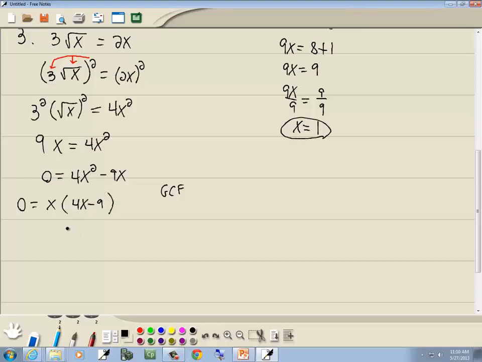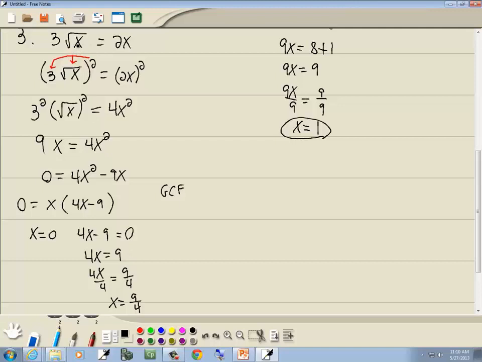Now the zero factor property says if you get 0 on one side and you factor the other side, you can set each factor equal to 0. So I'm going to set x equal to 0, and I'll set 4x minus 9 equal to 0. Now this is already solved, but this one will take the negative 9 over, becomes a positive 9. Then divide both sides by 4. And we got x is equal to 9/4.